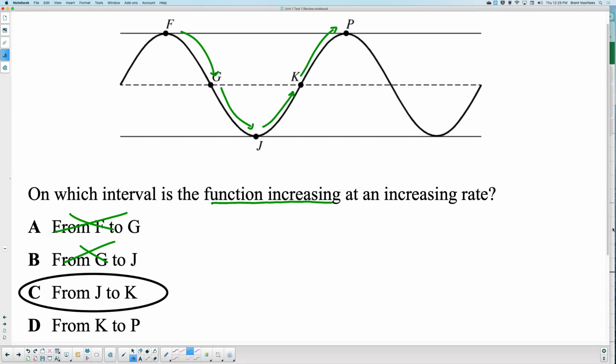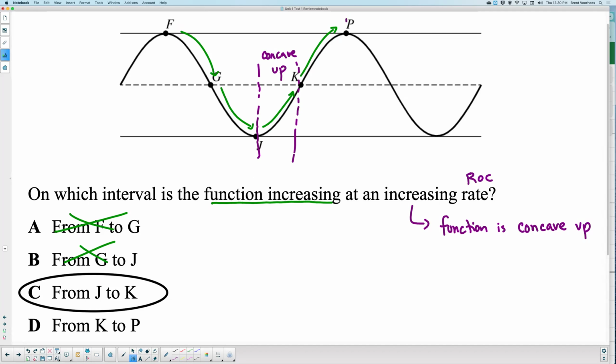Increasing rate. What is the same thing as rate? Rate of change. If your rate of change is increasing, what has to be true about the function? The function is concave up. Remember, the rate of change on the tables came after the function. On this interval here, from J to K, what is my function, concave up or concave down? This is concave up, whereas on this interval, we are concave down. So therefore, the answer has to be C.